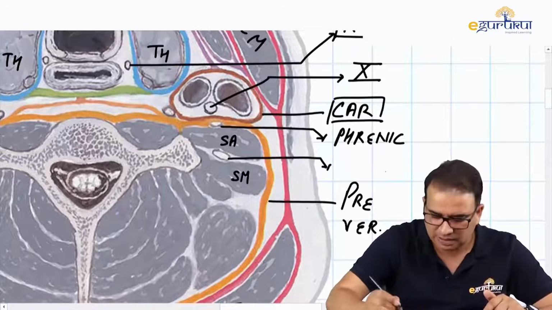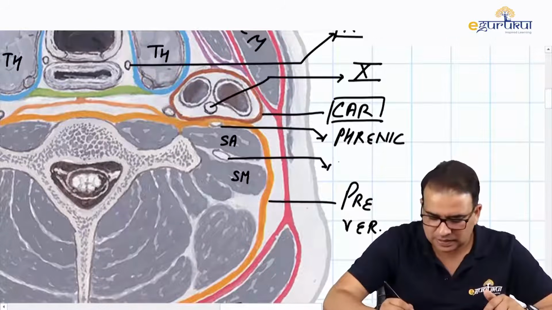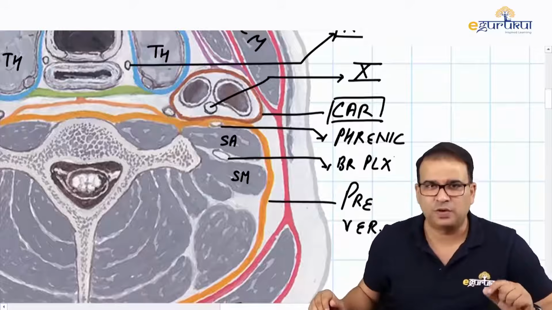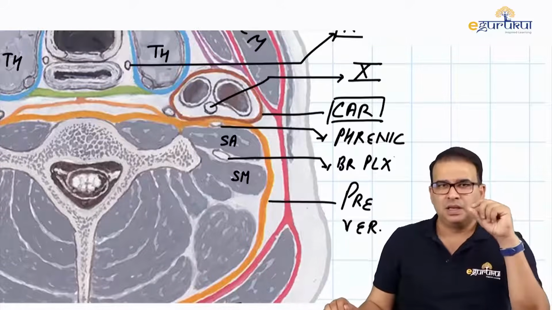Between scalenus anterior and medius, what is that? That is the brachial plexus. These are the cervical rootlets which are going to give rise to the brachial plexus. You find it between the muscles here.